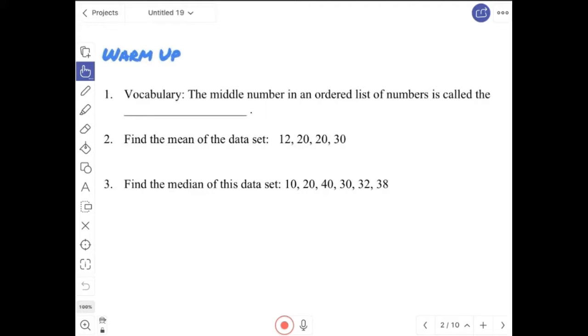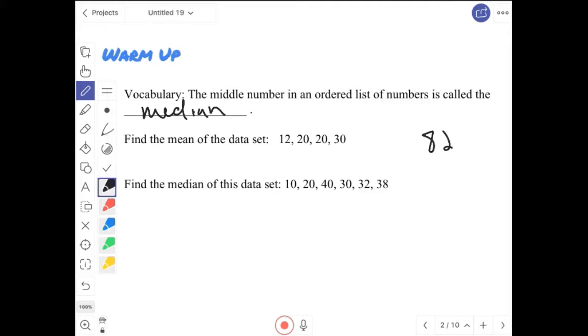The first thing going into our warm-up, the middle number in an ordered list of numbers is called the median. Remember, median means middle. Find the mean of the data set, so we have to add all those up and divide by 4. So adding all those up would give us 30 plus 20 is 50, plus 20, 70, plus 12 is 82. So we're going to have 82 divided by 4, which ends up being 20.5.